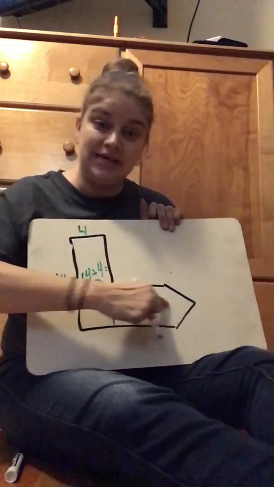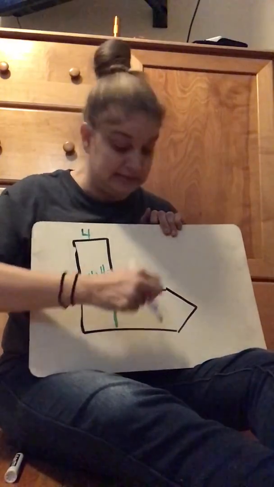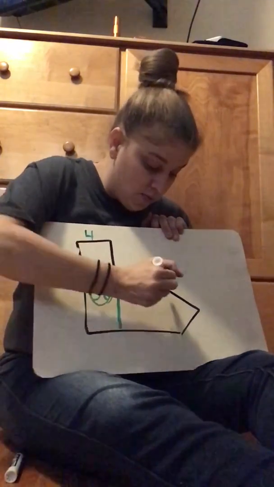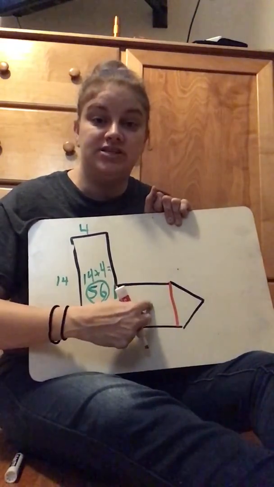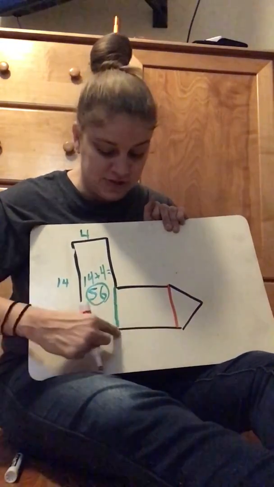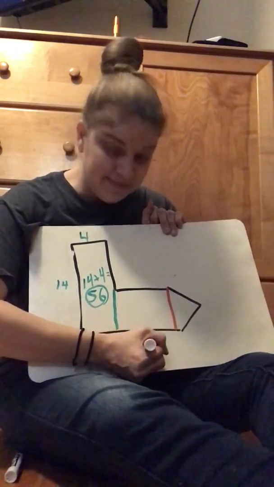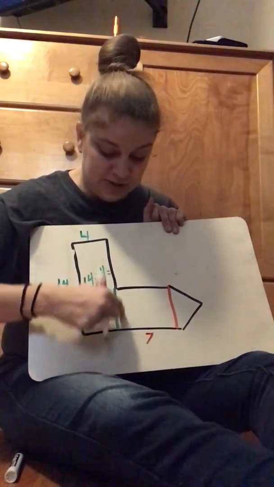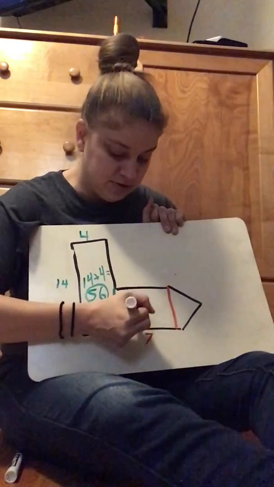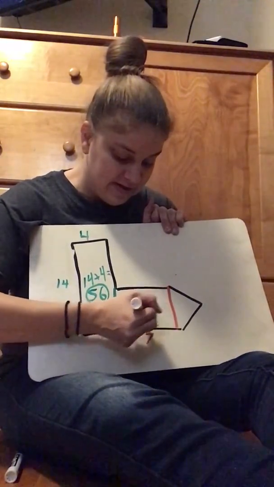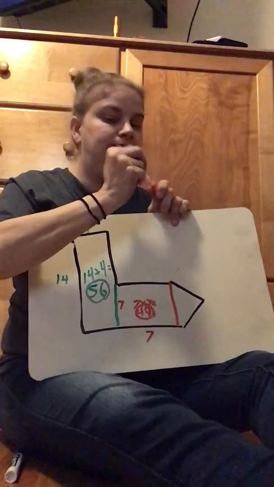Now, is this a rectangle or triangle? It is not, so I have to separate it. So I would draw a line right here, separating that. So now let's find the area of this rectangle. If I count the squares from green to red line, I get 7. And if I count the squares from this to here, I also get 7. So I would multiply 7 times 7, and 7 times 7 is 49.